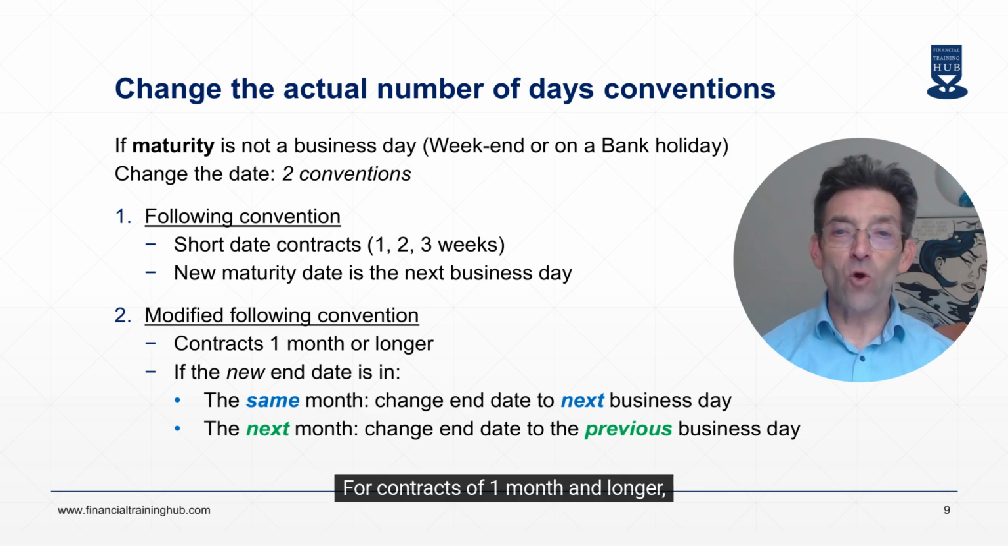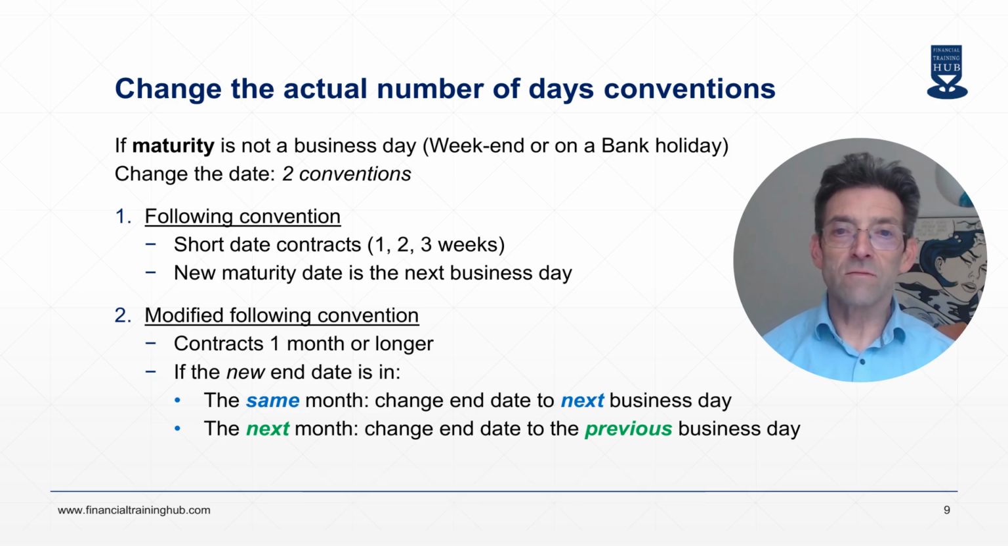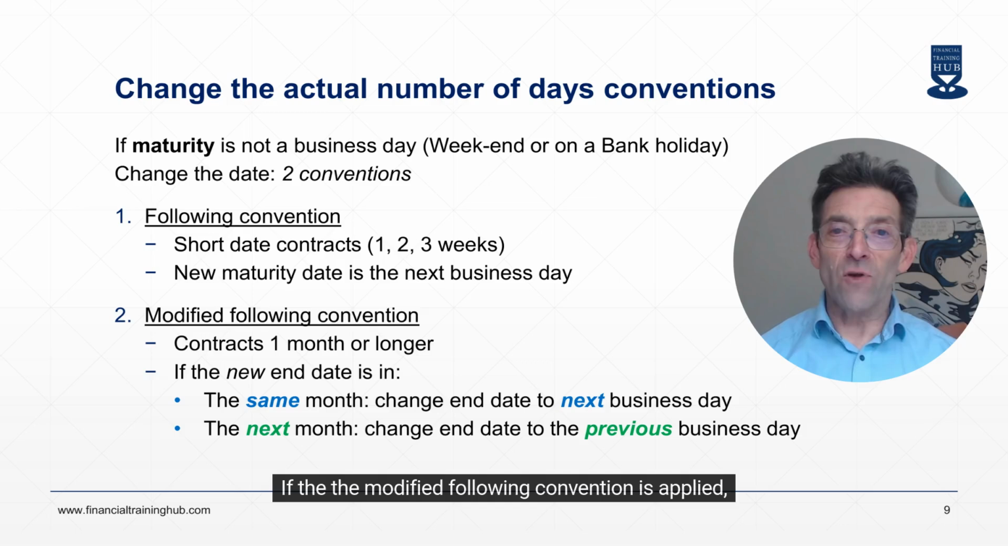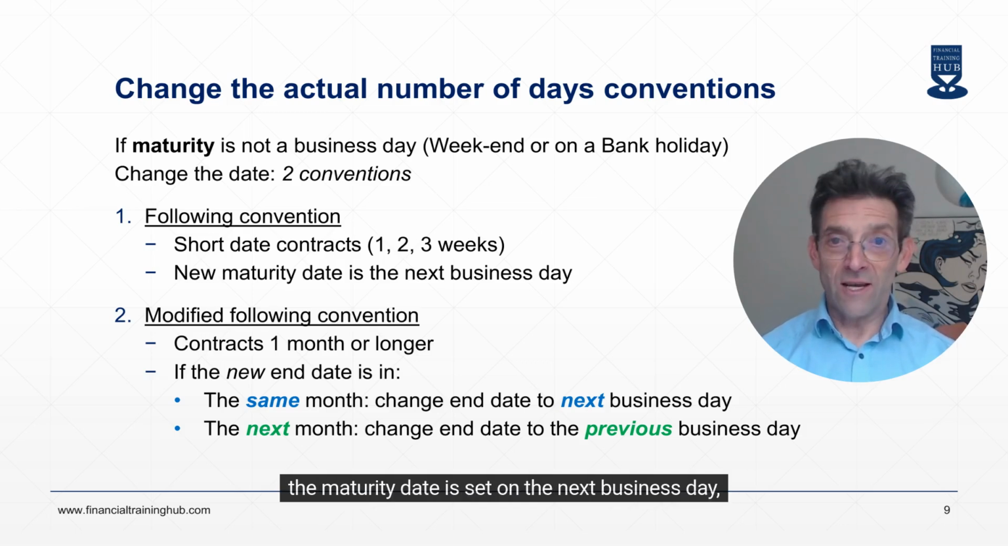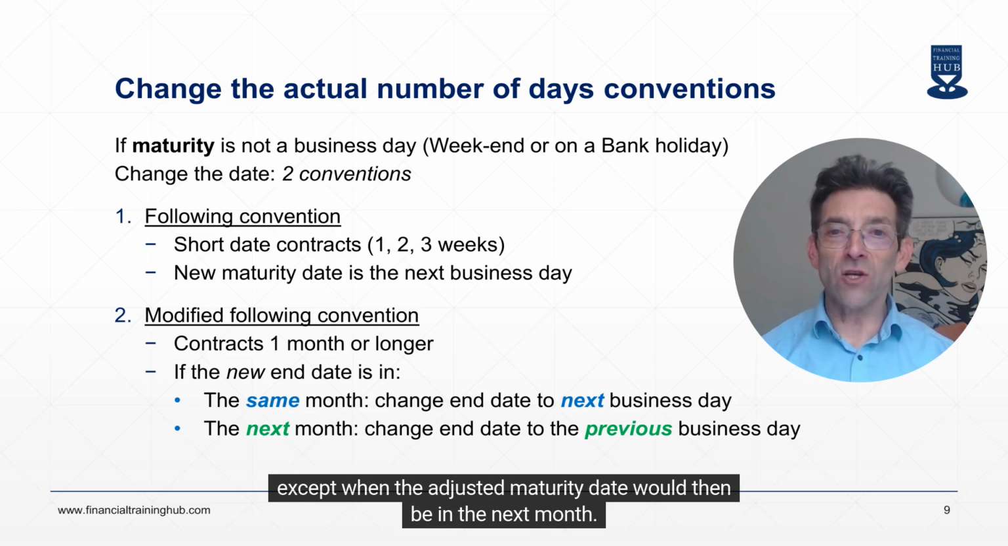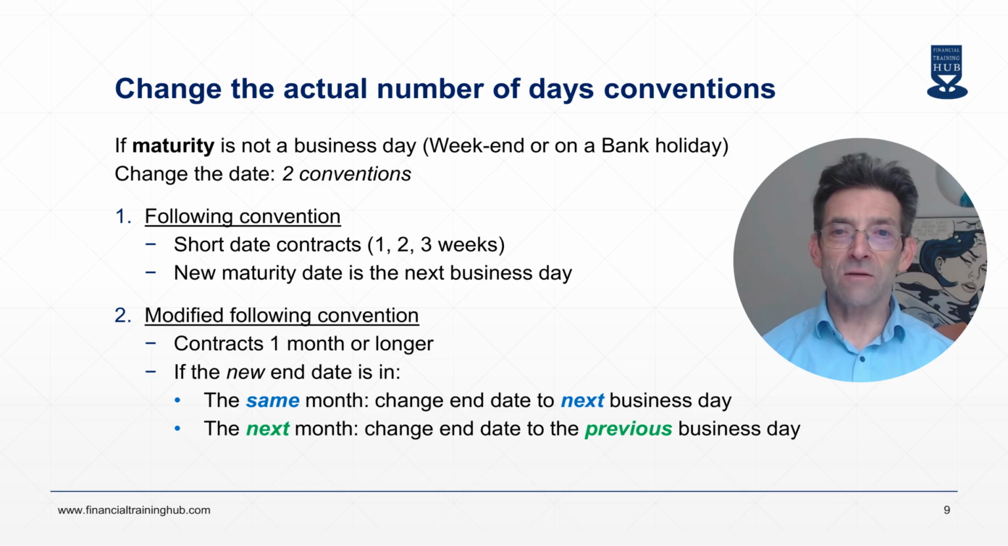For contracts of 1 month and longer, the modified following convention is used. If the modified following convention is applied, the maturity date is set on the next business day, except when the adjusted maturity date would then be in the next month.